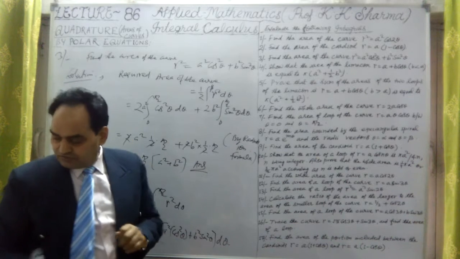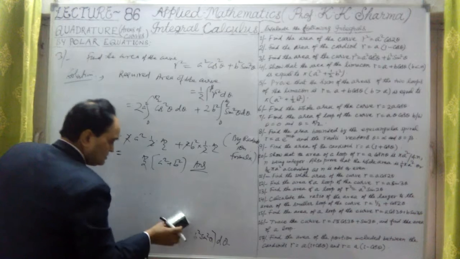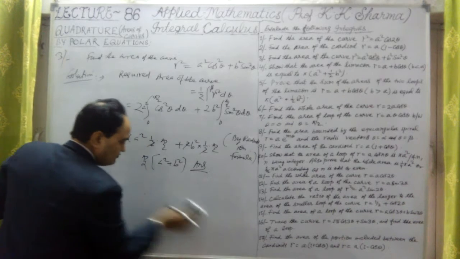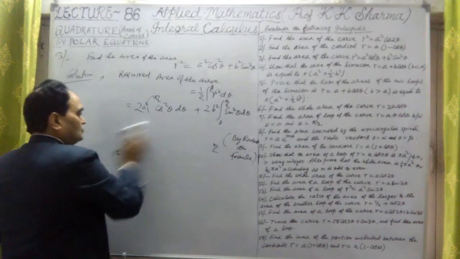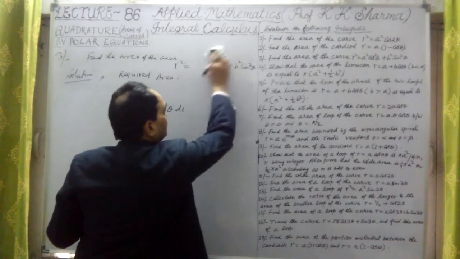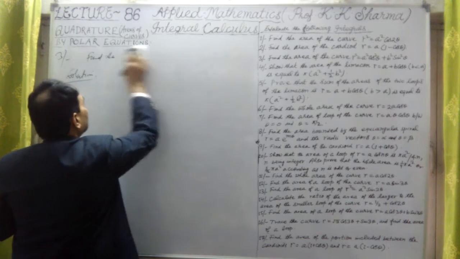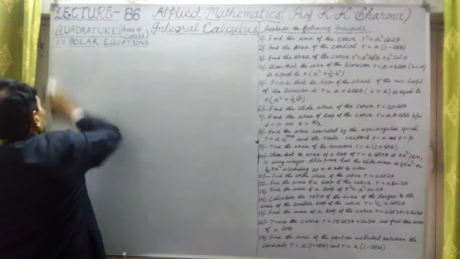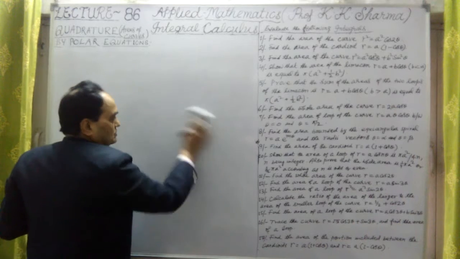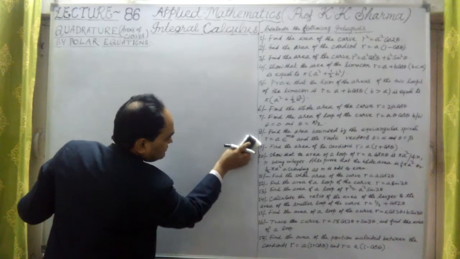So this curve is symmetric to both the initial line and the line perpendicular to it, theta equal to pi by 2. So the limits we have taken are 0 to pi by 2, and 4 times the area of it in the first quadrant gives the total area in the 4 quadrants. So that is question number 3 here.